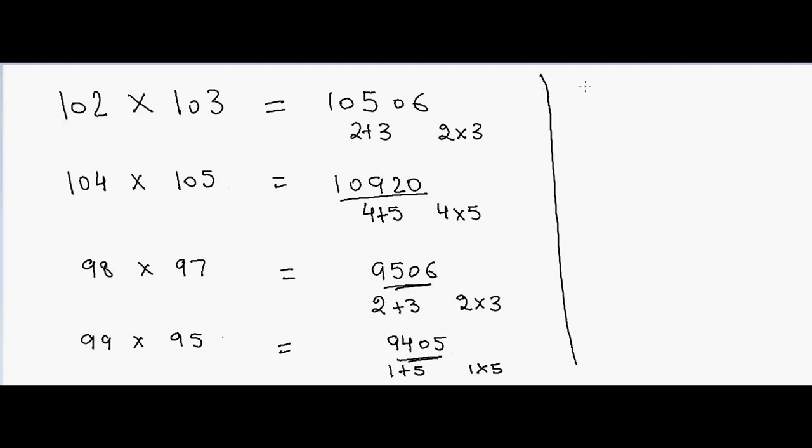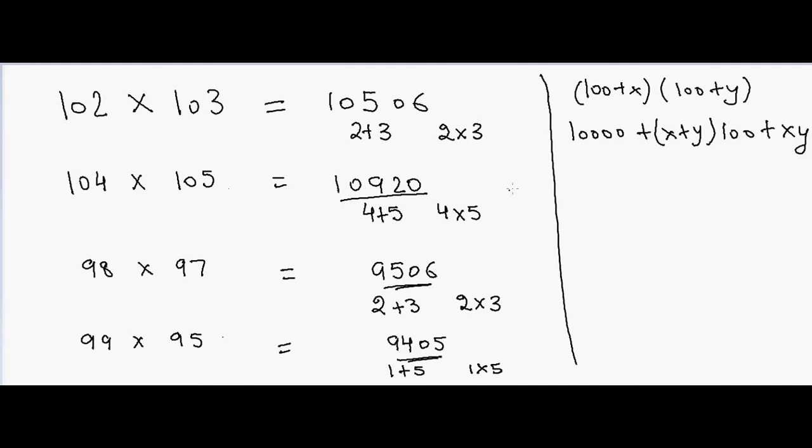Let's take an example where we have 100 plus x and we are multiplying by 100 plus y. If you solve this, it will be equal to 10,000 plus x plus y into 100 plus xy, or you can write it as 100 into (100 plus x plus y) plus xy.